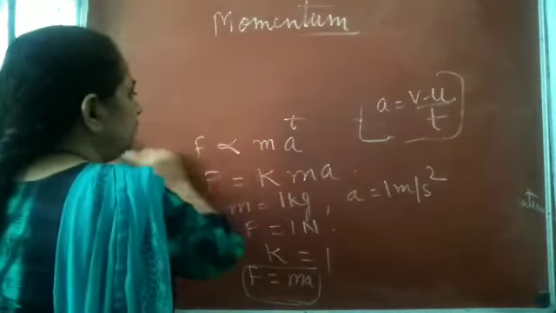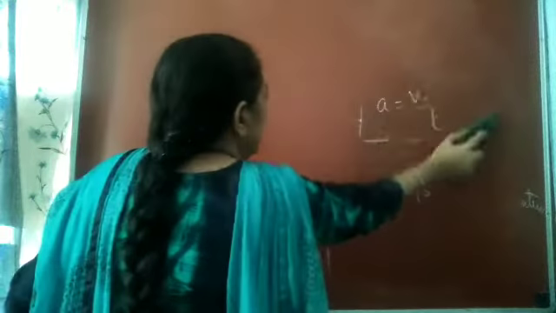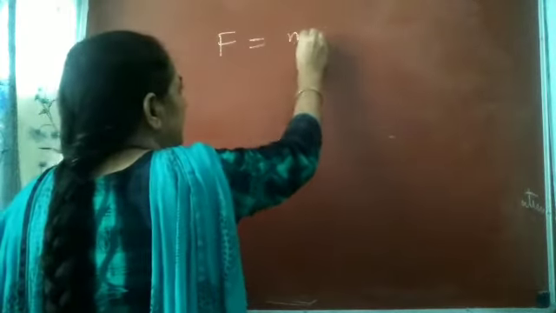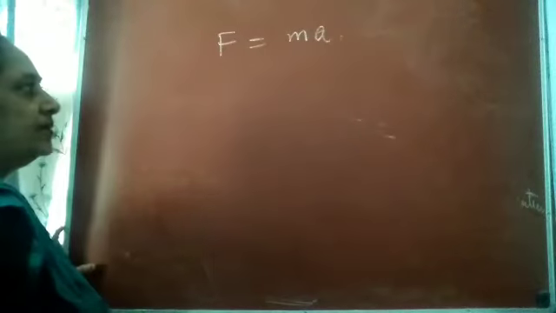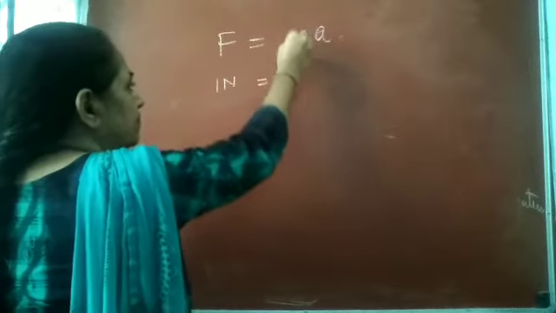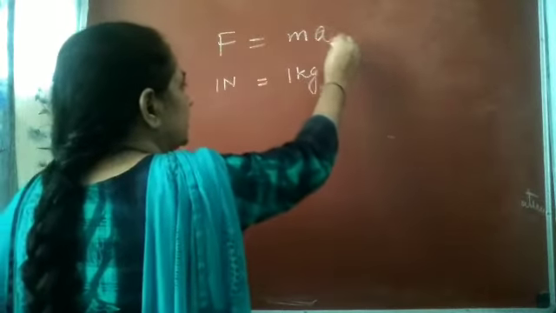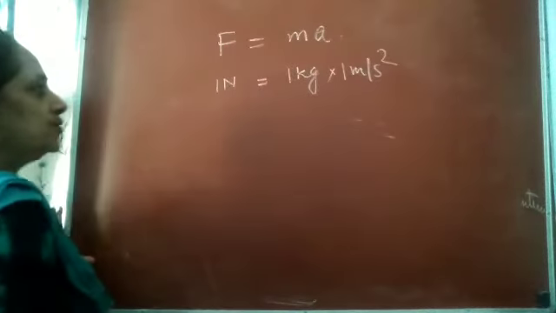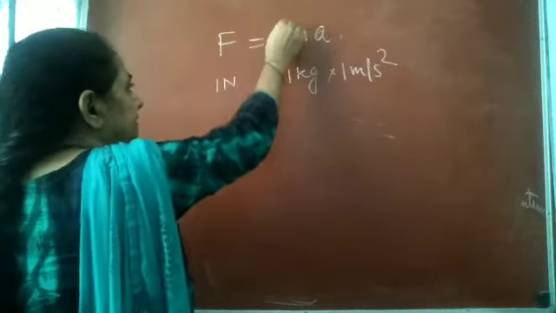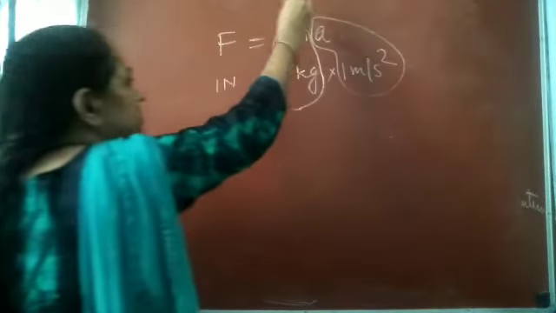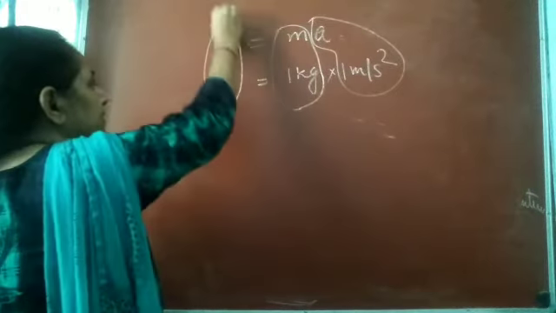That means it gives us the formula to find the force when mass and acceleration are given to us. F equals ma. F is 1 Newton, mass we have taken 1 kg, acceleration we have taken 1 meter per second square. So according to this, if the mass of the body is 1 kg and the acceleration produced in the object is 1 meter per second square, then the force will be 1 Newton.